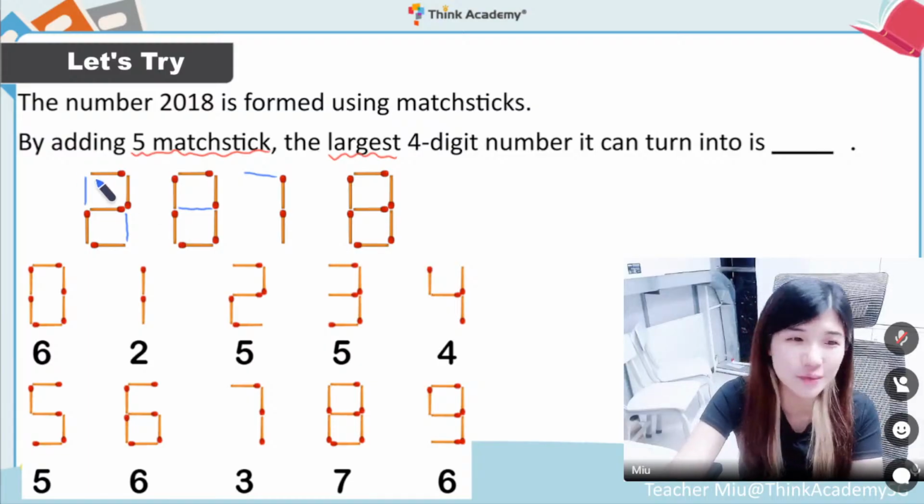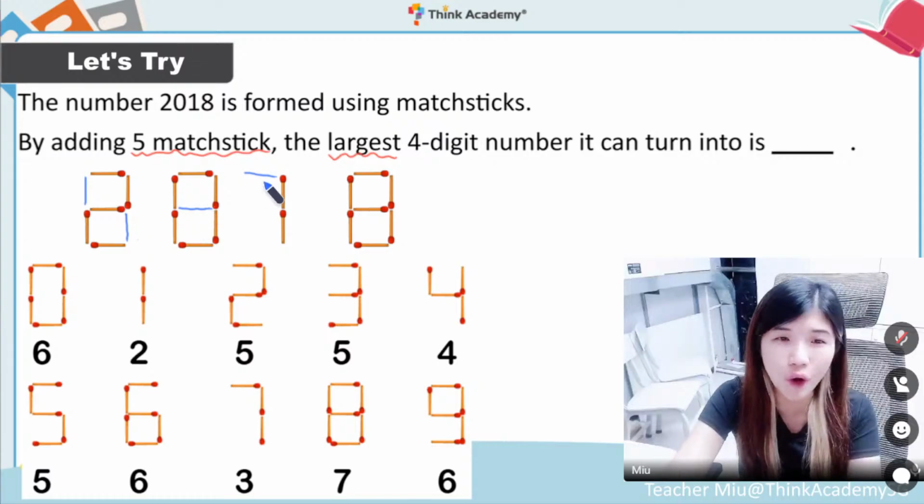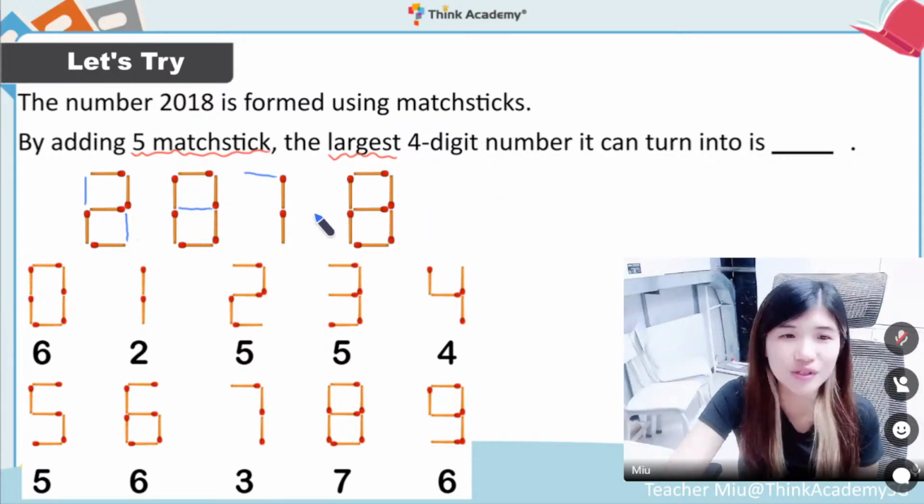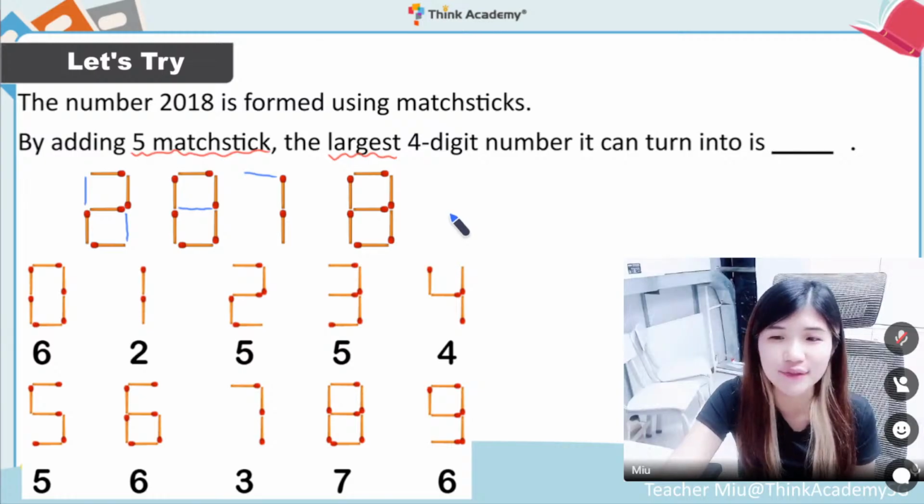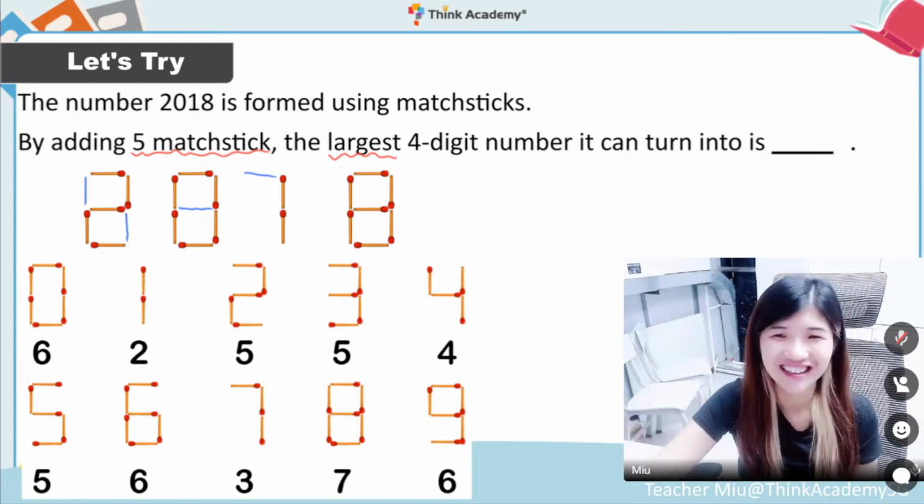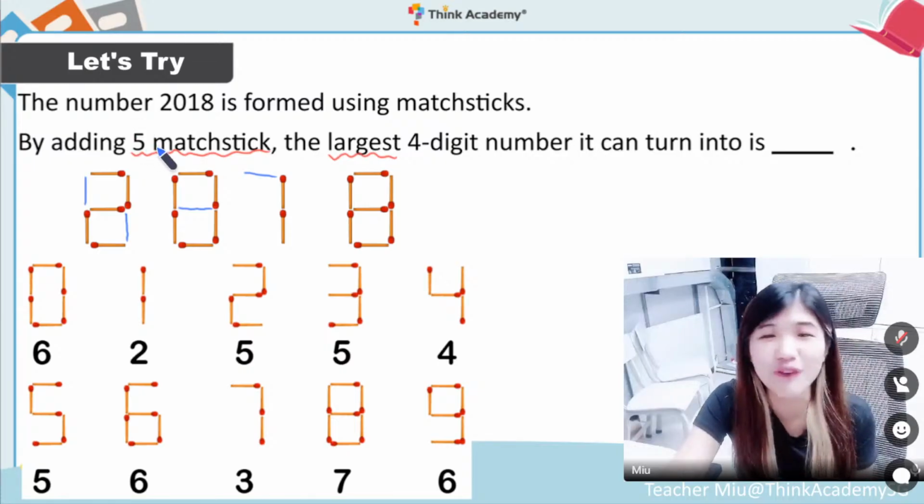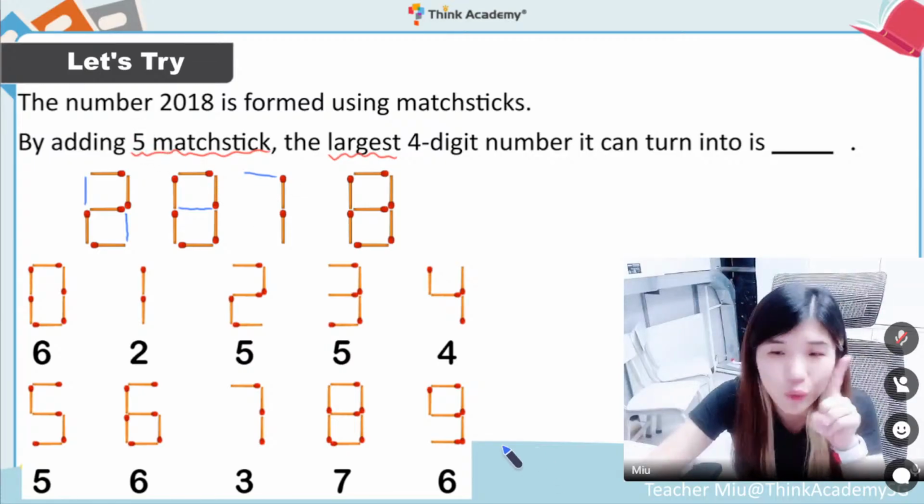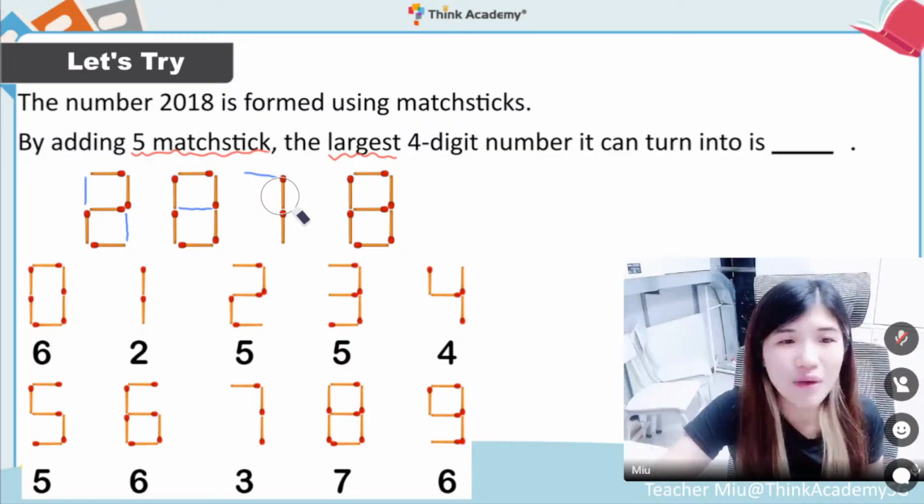Not really, because we have used 1, 2, 3, 4 only. Where's the last one? We still have one last matchstick. Can I just throw it away and forget about that? Then done, the biggest number is 8878? Of course not, guys. You must add all 5 matchsticks. So you still have one last one, which means, can we make it a 7?